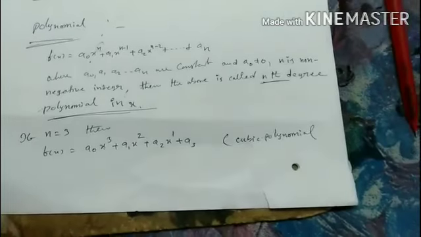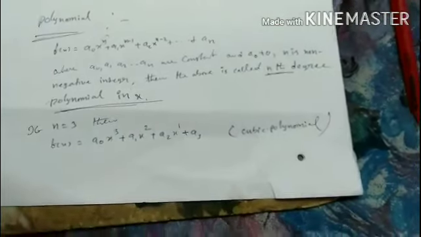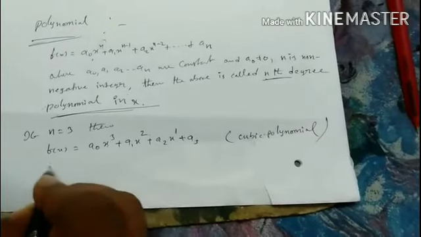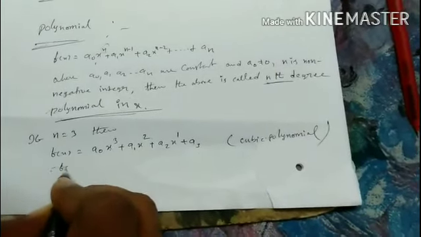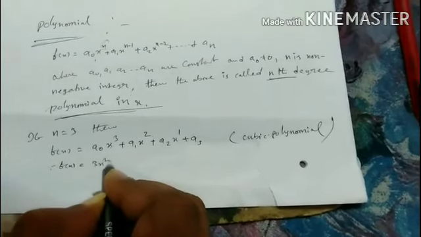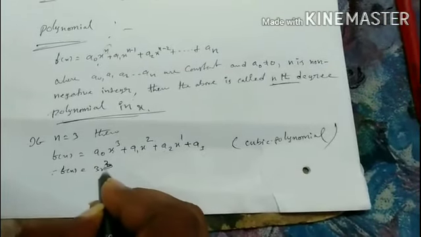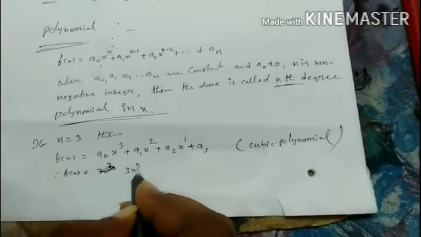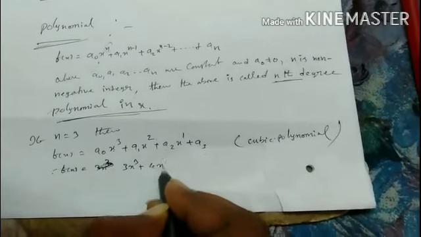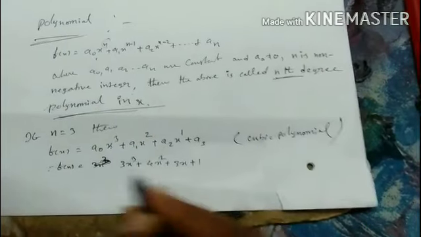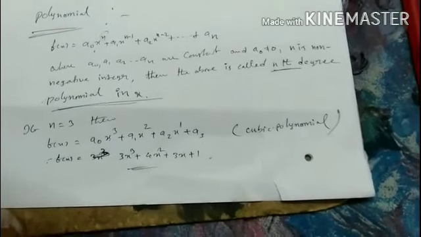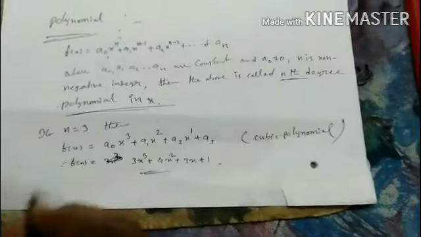This is called cubic polynomial. Suppose, how do we take cubic polynomials? Suppose f of x equals 3x cube plus 4x square plus 3x plus 1. This is an example for a cubic polynomial.